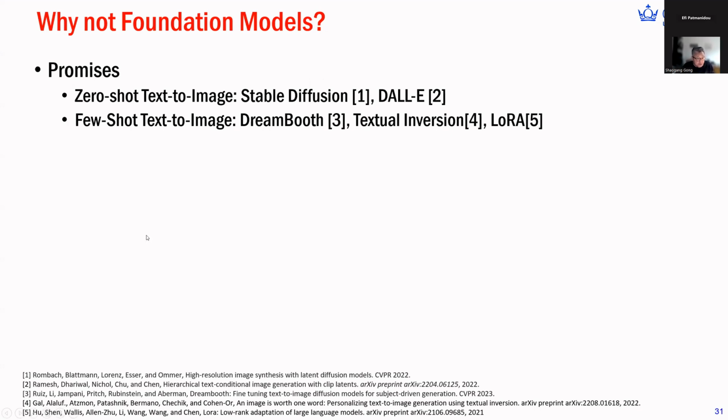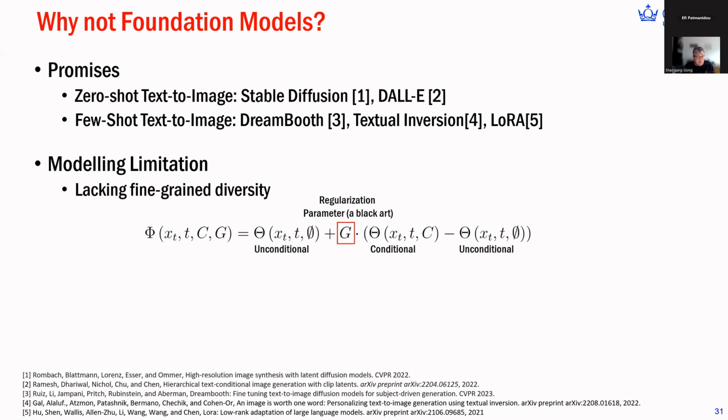Another idea is trying to explore foundation models. There are lots of foundation models being proposed recently. Some of them are academic research models, some of them are commercial models, and they all seem to suggest that they can do zero-shot or few-shot text-to-image generation, like DALL-E and DreamBooth and textual inversion and so on. But actually, most of them are lacking fine-grained diversity.